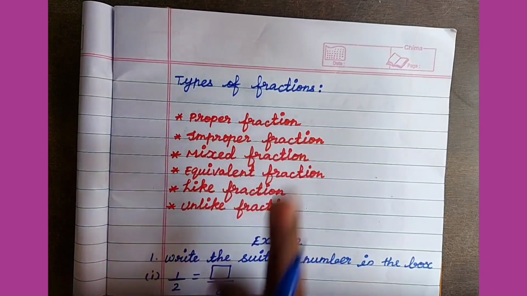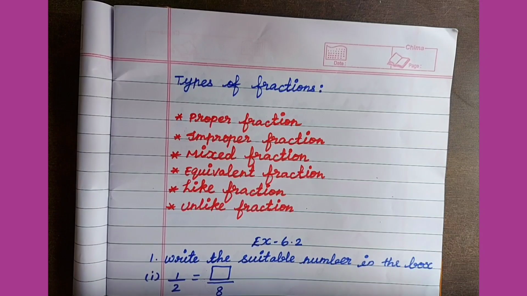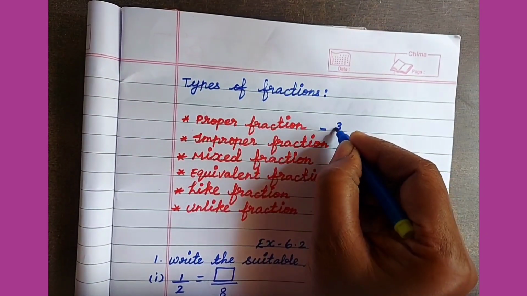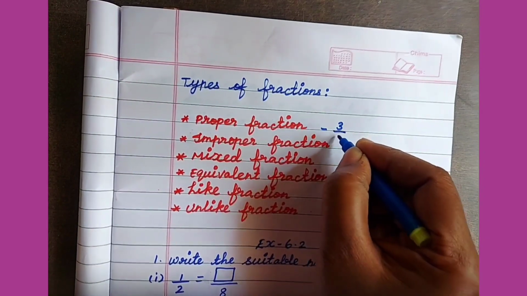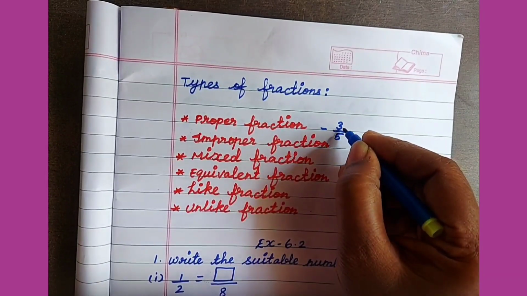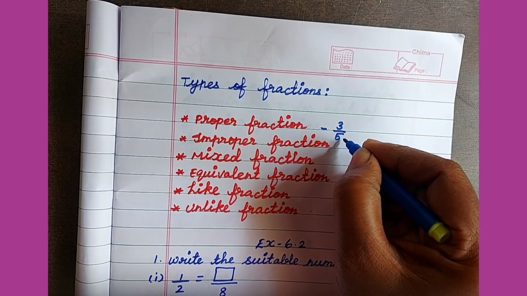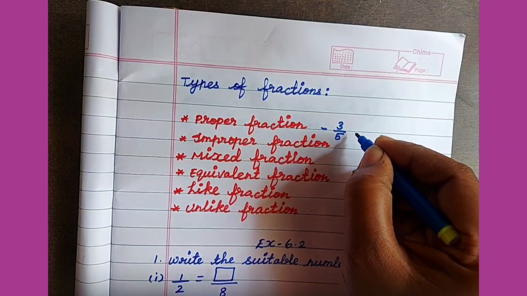Proper fraction means in a fraction, if the numerator is smaller than the denominator, then it is called a proper fraction. So the denominator is the big value and the numerator is the small value, that type of fraction is a proper fraction. For example, we write 3, this is the numerator, divided by 5. So 3, the numerator value, is small.